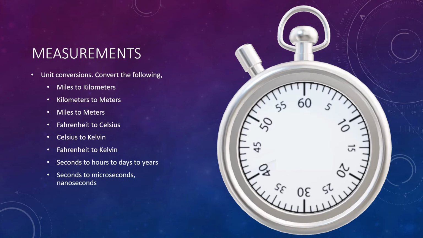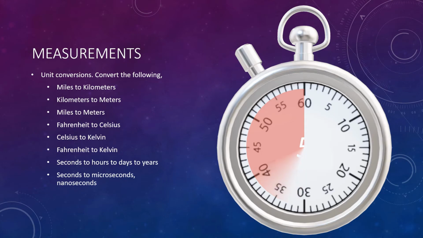Now, again, this is an exercise for you to do. You've got about 5 minutes, as before, to go through and convert the following. You may use Google if you want to. If you don't want to use Google, you're welcome to try to convert them yourselves. But convert miles to kilometers, kilometers to meters, miles to meters. Then see what that scale is. Then Fahrenheit to Celsius, Celsius to Kelvin, and then degrees Fahrenheit to Kelvin, right?